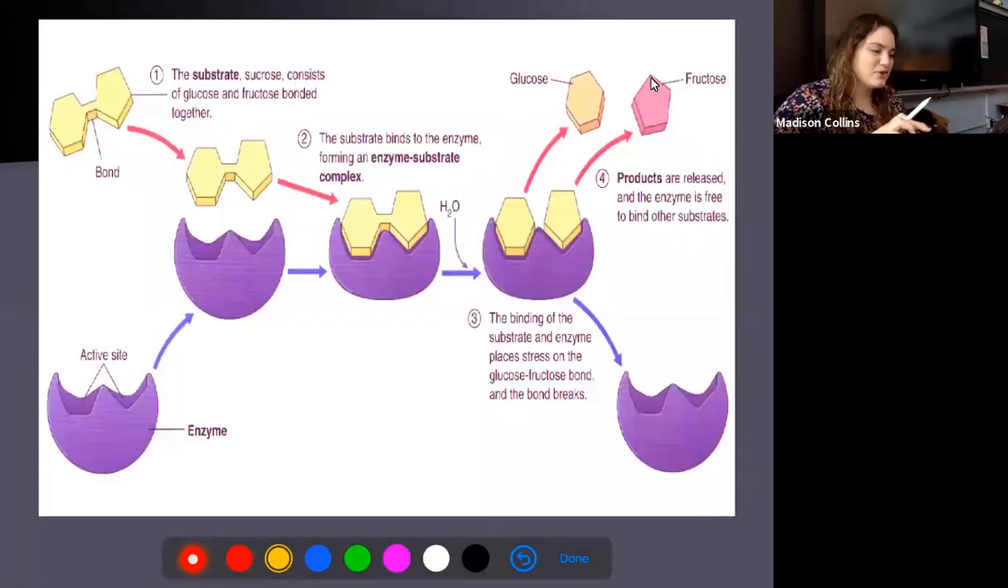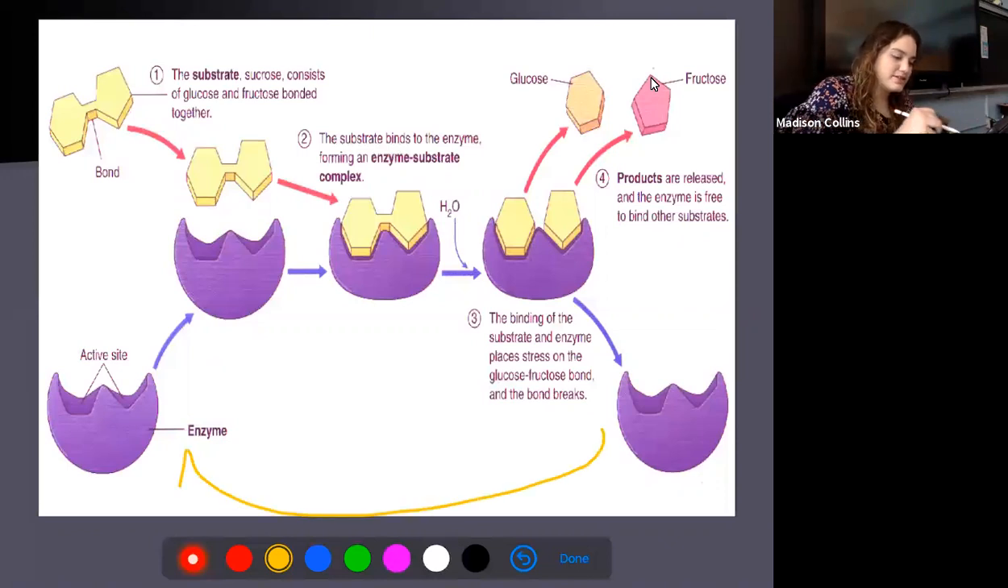Now, a few more notes for us to take. Oh, but here's one more picture showing that. So step 1 is the substrate. In this example, we've got sucrose. Binds with the enzyme on that active site. They form that enzyme substrate complex. The enzyme is going to break the substrate apart into glucose and fructose. Then the products are released and the enzyme goes back and does this over and over again. All right, if you have any questions about this, please let me know.